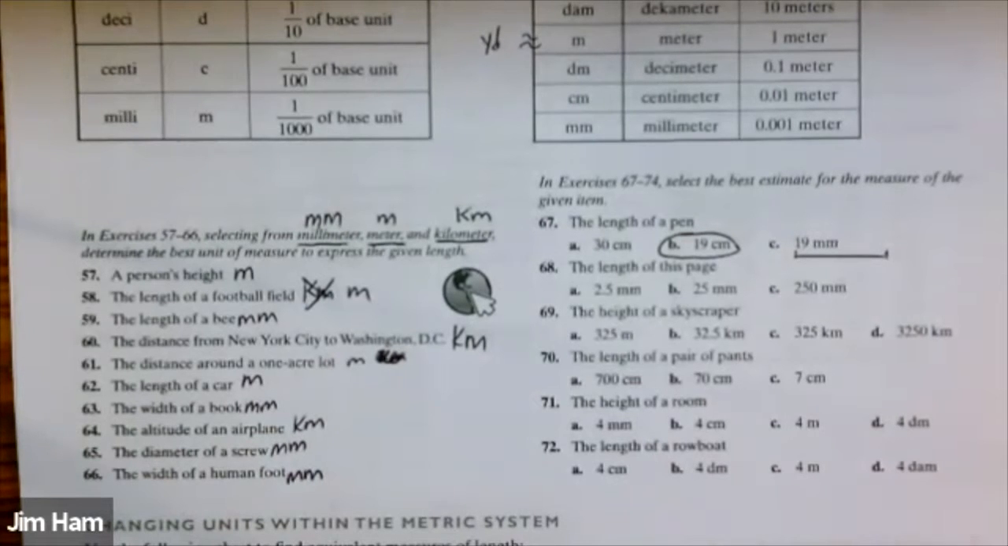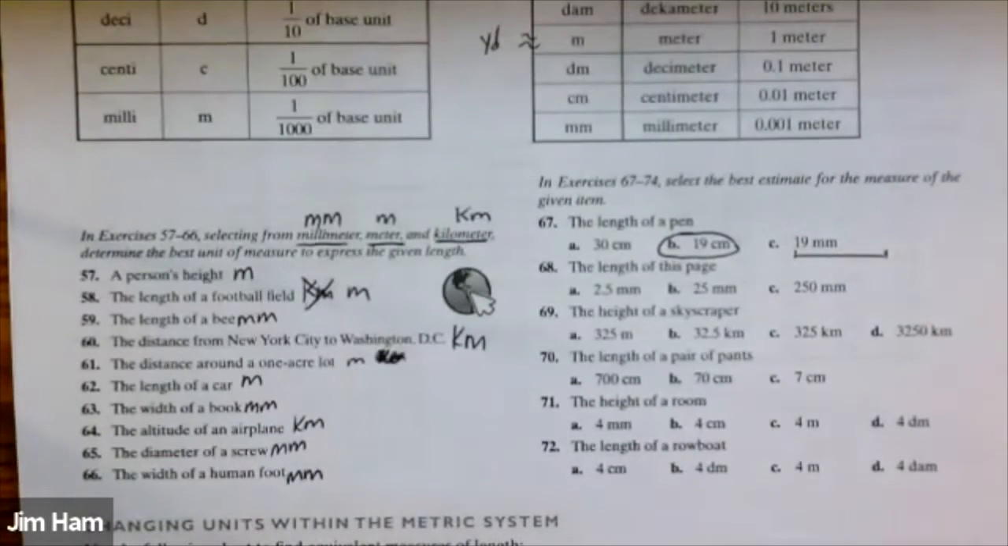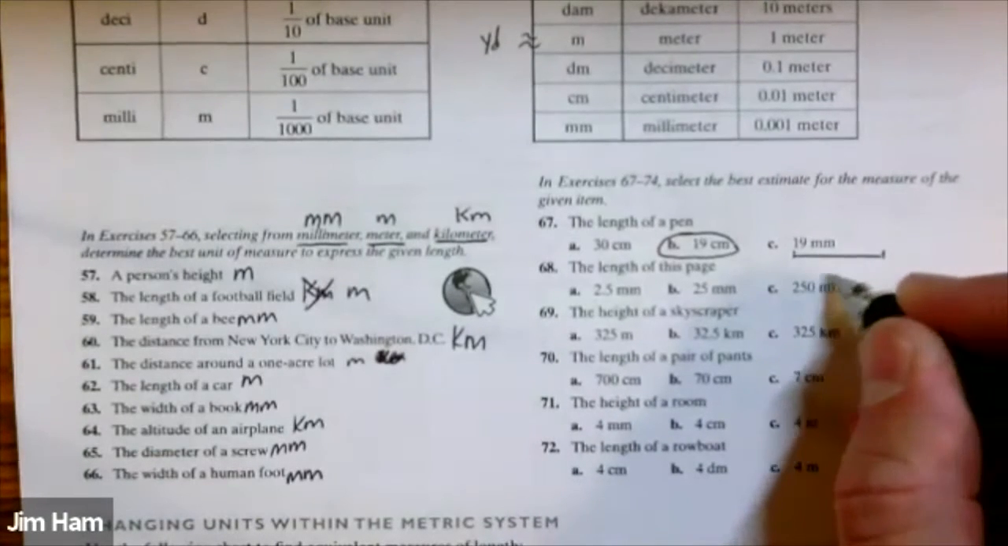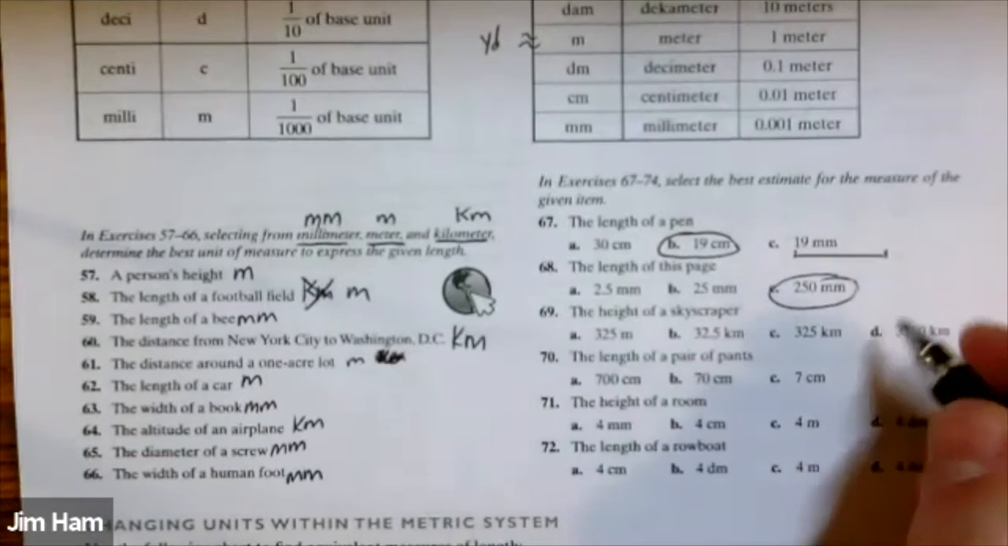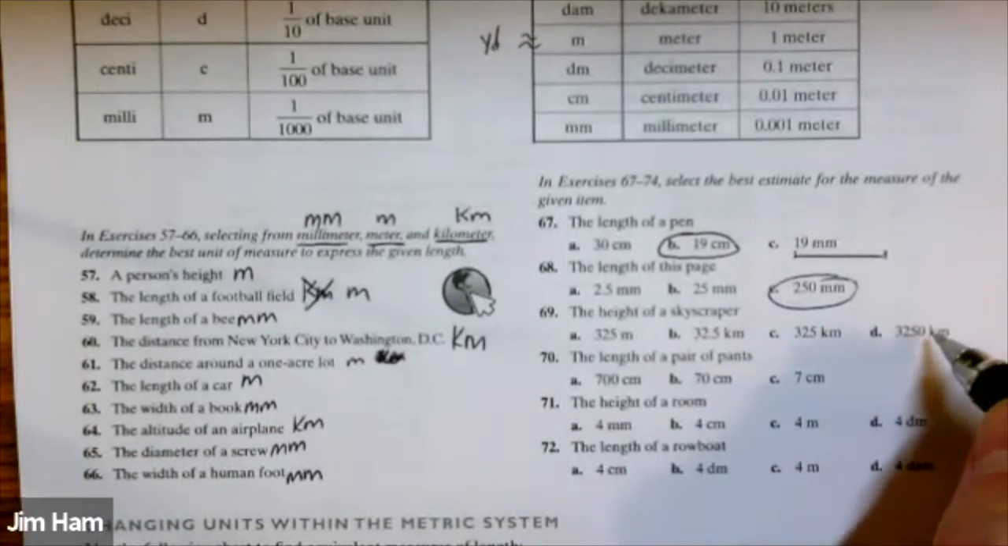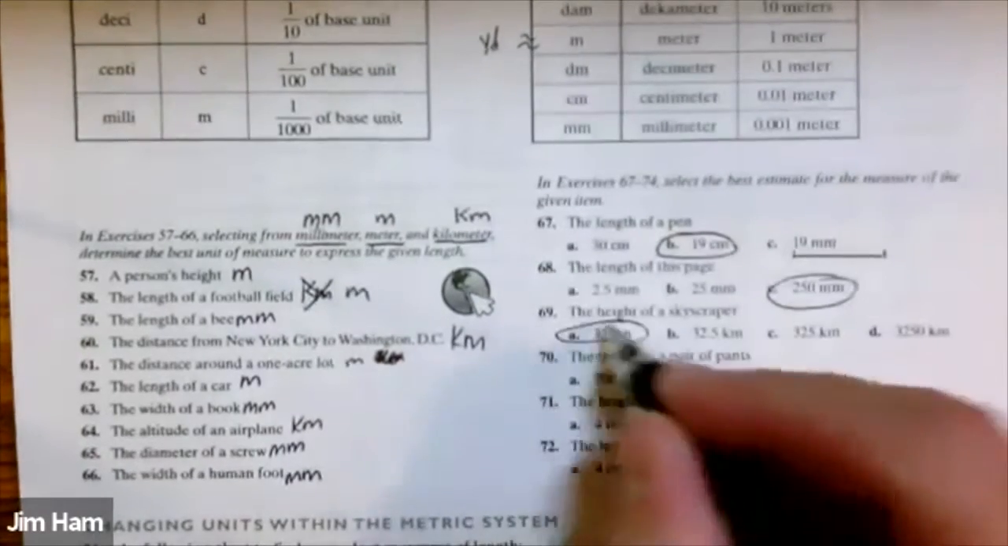So the very, very small things that you're measuring, use millimeters. The very, very large things that you're measuring, kilometers, and kind of those in between would be a meter. Length of this page, 250, that's about 25 centimeters. Height of a skyscraper, probably in meters, but not this far. Oh, it's in kilometers. Oh, there's one in meters. Yeah, these others are just too large.